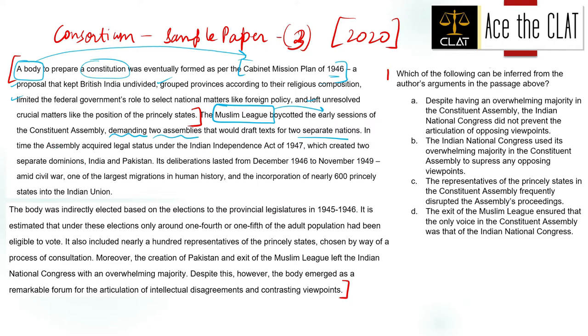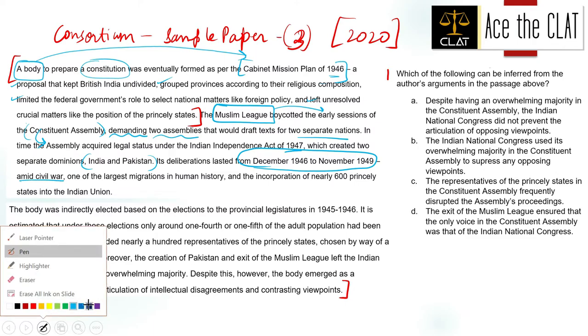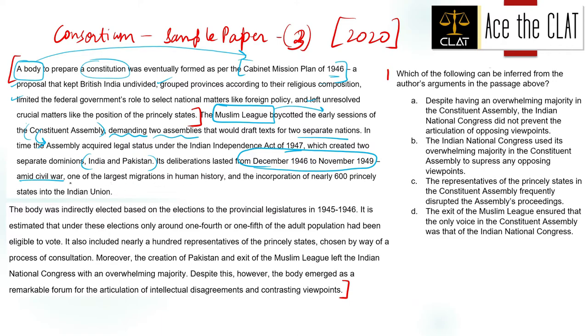In time, the assembly acquired legal status under the Indian Independence Act of 1947, which created two separate dominions, India and Pakistan, right? Theek hai, assembly acquired legal status, matlab Muslim League. No, the Constituent Assembly acquired legal status, right? Okay. Its deliberations lasted from December 1946 to November 1949, which means the Constituent Assembly worked in between these two periods, amid civil war. Matlab us samay civil war bhi aayi, right? One of the largest migrations in human history, and the incorporation of nearly 600 princely states into the Indian Union. Cool.